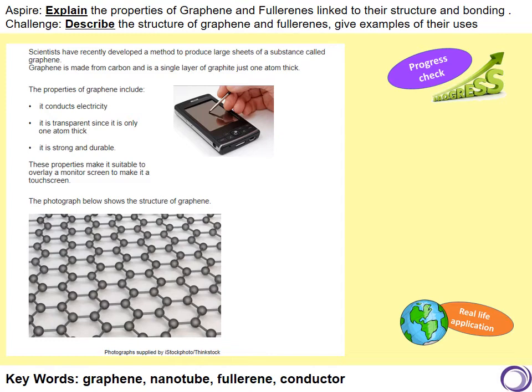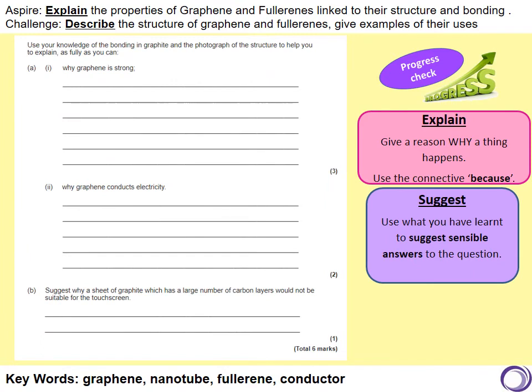Right, so to finish then, we have a question that's all about graphene and a real life application of using graphene in mobile phones. There's two parts to this question. So part A would like you to explain, so that says why something is, and use the connective because. Why is graphene strong and why does it conduct electricity?